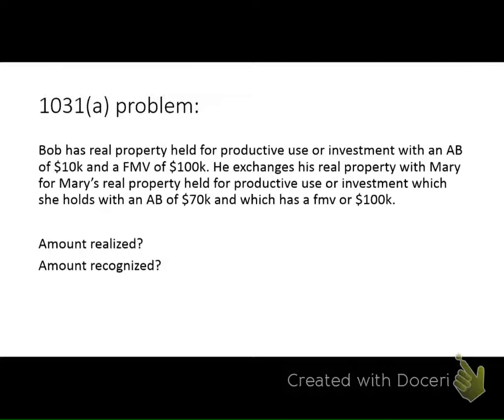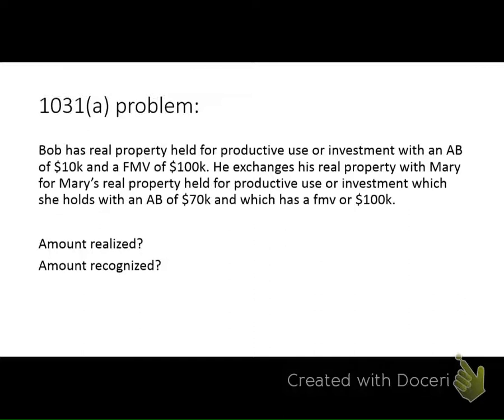And what does that allow us to do? It allows us to defer the gain, not to exclude the gain, but to defer it. So tomorrow, if Mary sells Bob's property for $100,000, assuming she's not exchanging it in a like-kind transaction, she will have a recognized gain of $30,000, because she'll have a $70,000 basis in Bob's property.